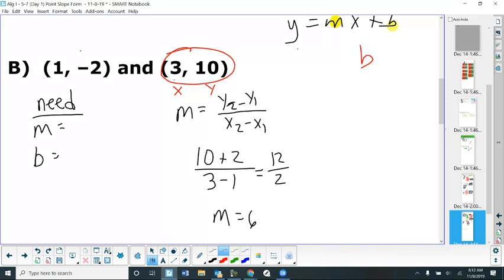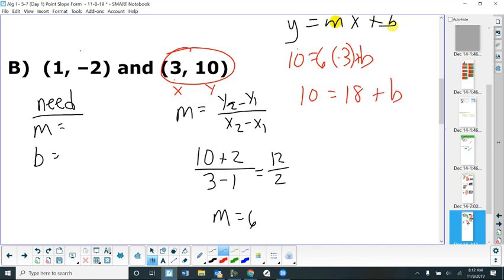Okay, so what's it going to be? 10 equals what? 6 times 3 plus... Let's see. 6 times 3, very good. 6 times 3 plus B. Nice job. Okay, what's 6 times 3? 18. Okay, so we got 10 equals 18 plus B.